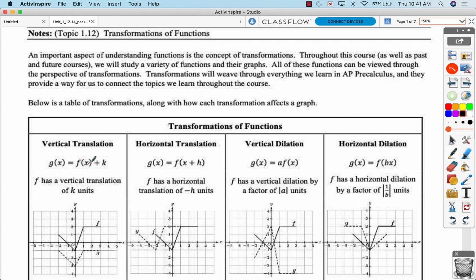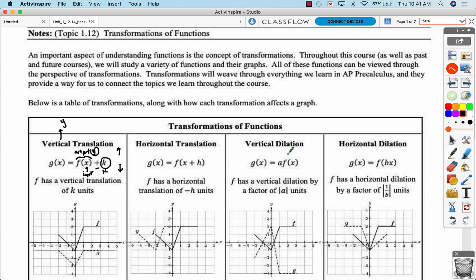So these are the main transformations. Remember, everything's an input and output. When you put the input in f of x, you get the output, and the output is the y. Okay, so if you add some number, that means the y is going up. That's why it's a vertical translation. If it was minus k, then the y would go down. So anything with vertical, they're talking about y's.